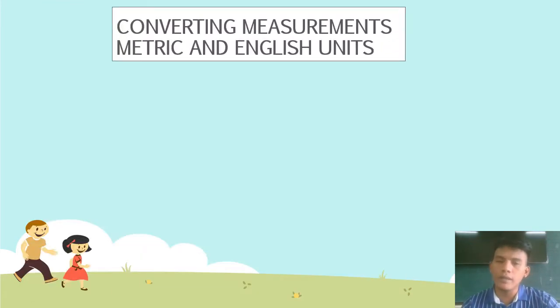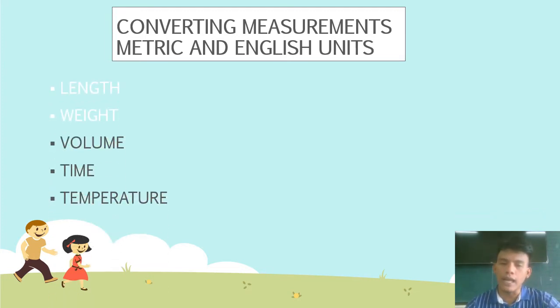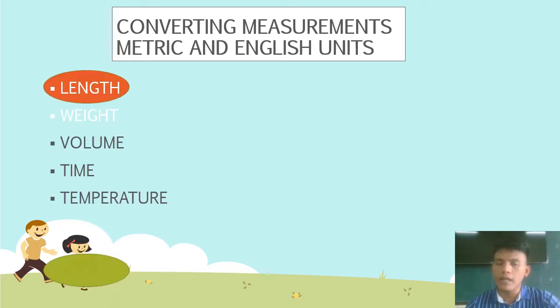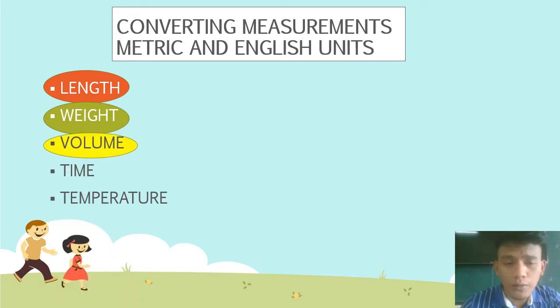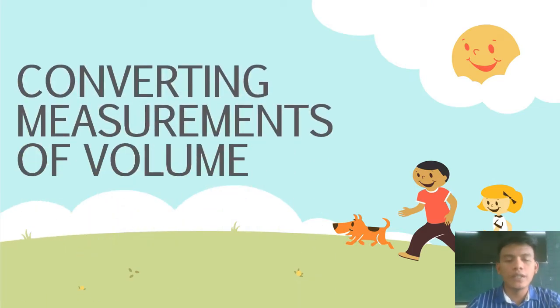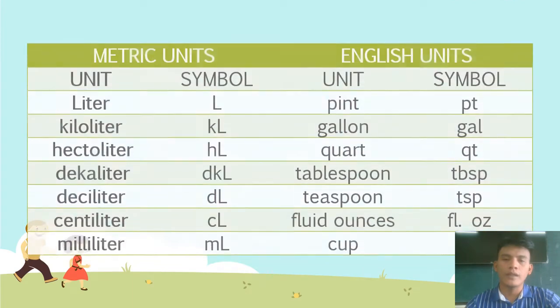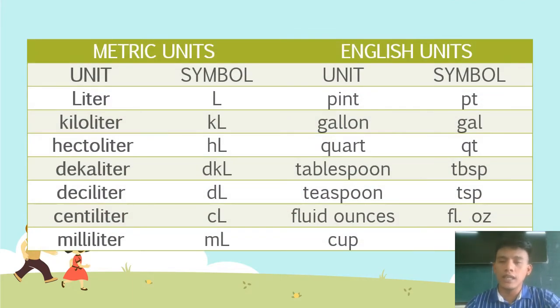Converting measurements, metric and English units: length, weight, volume, time, and temperature. We already discussed the length as well as the weight. Now, let's go on to volume. Converting measurements of volume. Metric units, English units.